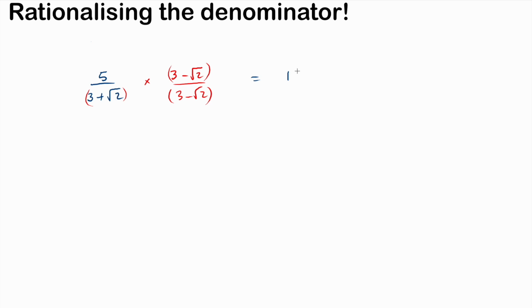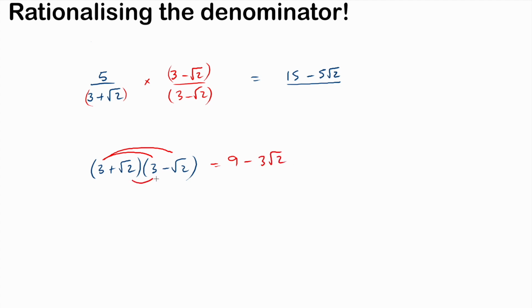5 times 3 is 15. 5 times minus root 2 is minus 5 root 2. This one I'm going to bring down here and just remind you about expanding brackets. If you remember, we used FOIL, so we multiply the firsts. 3 times 3 is 9. We multiply the outsides. That's minus 3 root 2. We multiply the insides. That is plus 3 root 2. And we multiply the lasts. That is minus, well, 2 times 2 is 4, and the square root of 4 is 2.